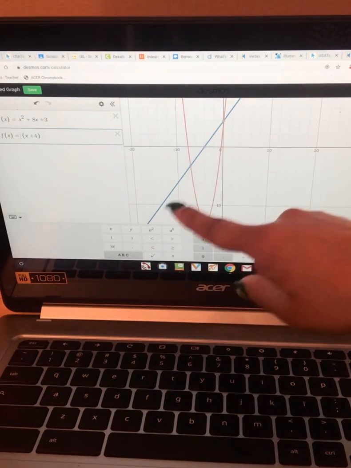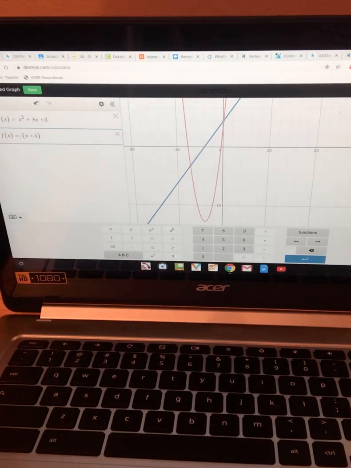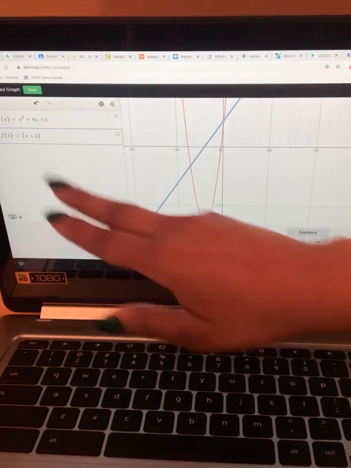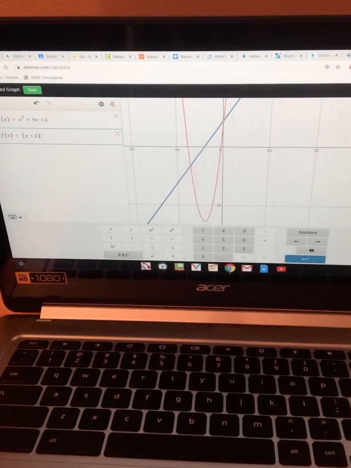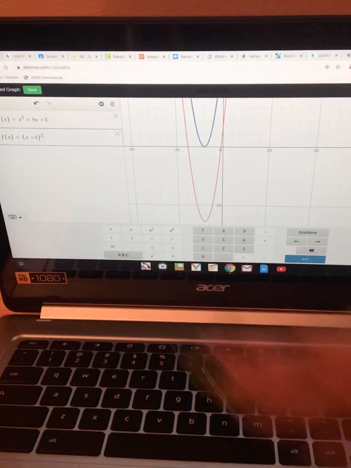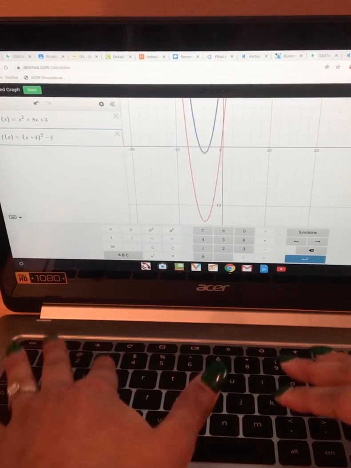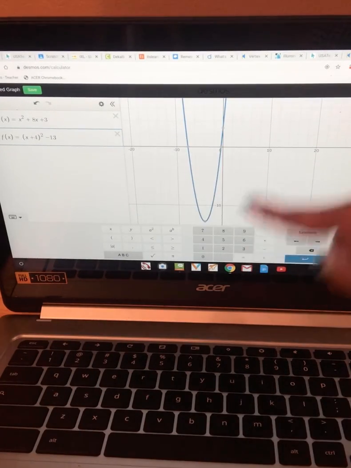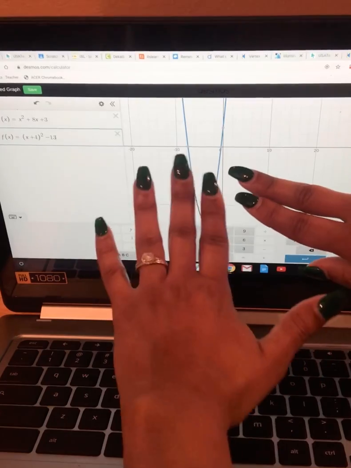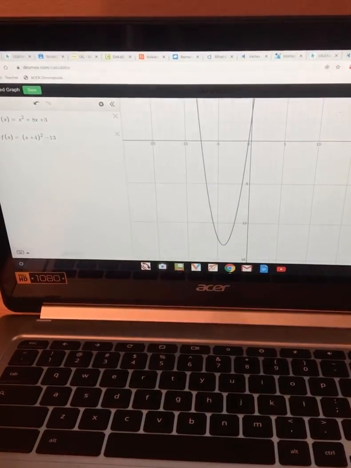So right now it's just a straight line. It's graphing it in blue. It's a straight line because my x is to the first power, which means it's linear, but we want it to be squared. All right, so there again, there it is in blue. If I put a minus 13 at the end, the red and the blue become one. This is the same graph.